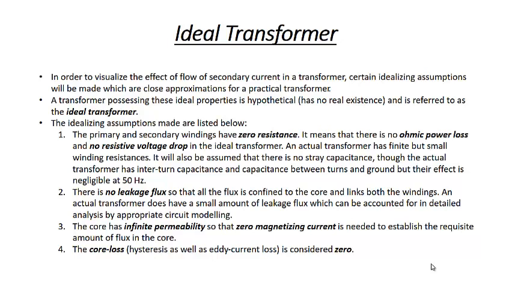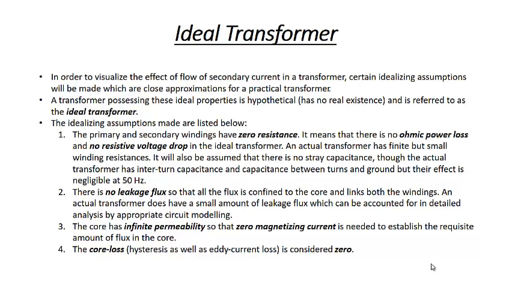So the assumptions are that the primary and the secondary winding have zero resistance. It means that there will be no ohmic losses, or no copper losses. There will be no resistive voltage drop in this ideal transformer. But an actual transformer has a finite but small winding resistance.